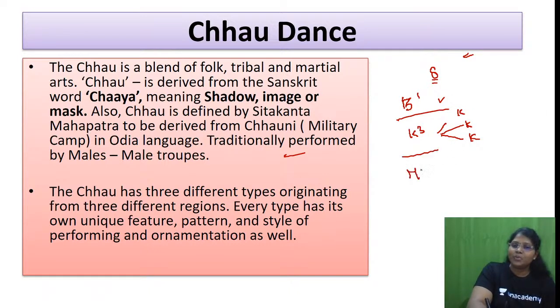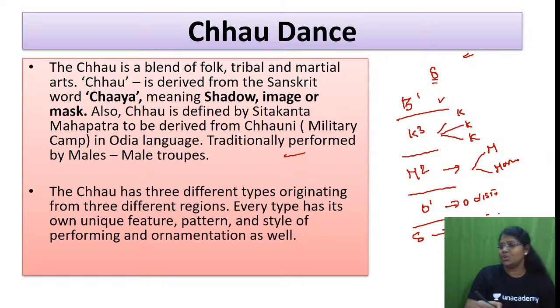What is M2? Today's class, Mohiniyattam and Manipuri. Am I right? Mohiniyattam and Manipuri. What is O1? Odissi. What is S? Sattriya. Only these are called the classical dances of India.